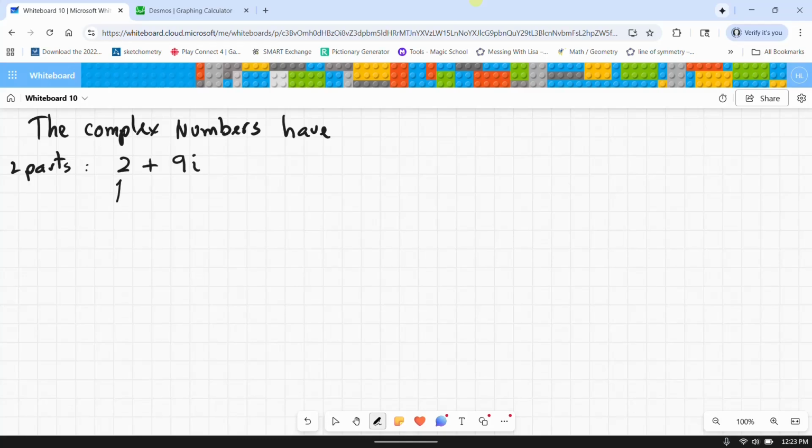So this number 2 we call the real part, and this 9i we call the imaginary part. So that letter i by itself we call the imaginary number.